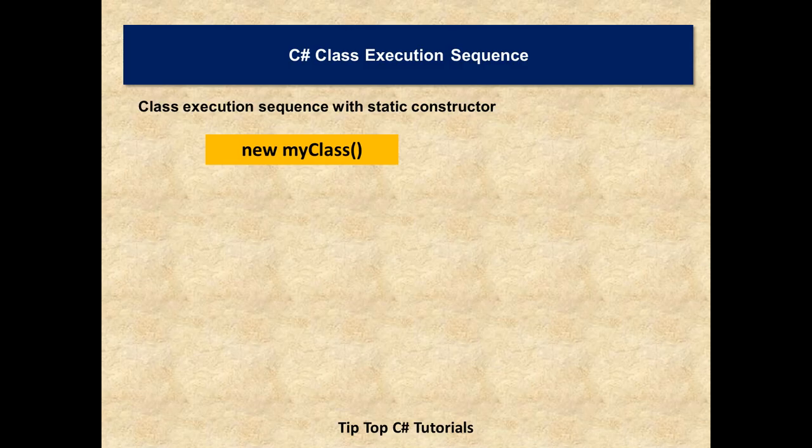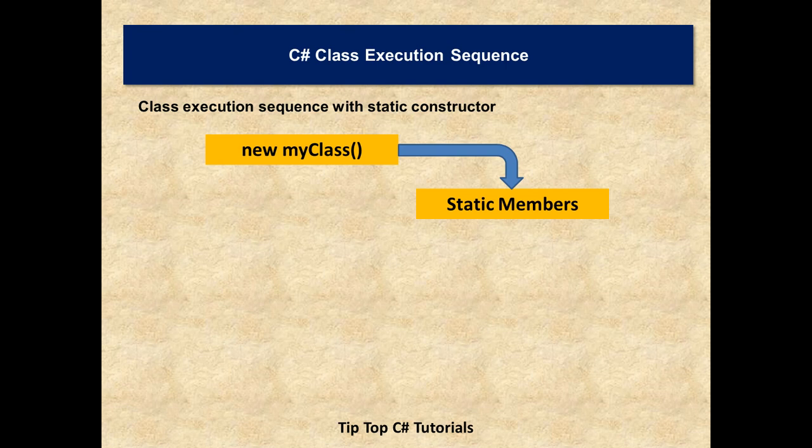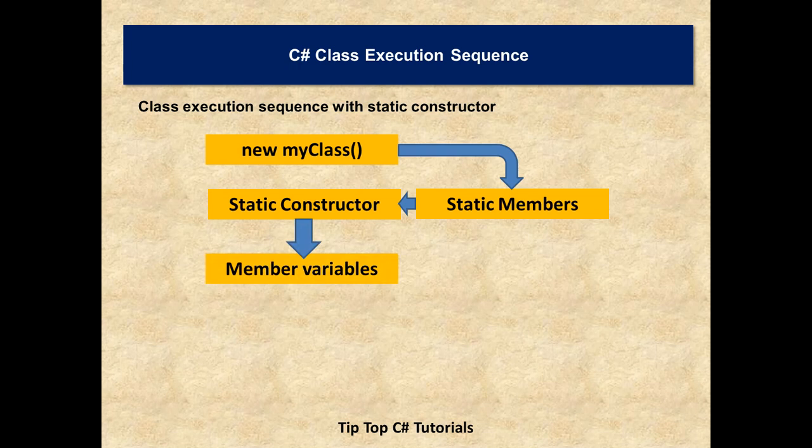So the sequence comes down like this. When I want to create a new class object, static members come first, then the static constructor, then member variables, and the constructor at the end. We have to understand one thing here: the static constructor and static member variables are called only once for the class, either when the class is accessed first, or when the first object is created.